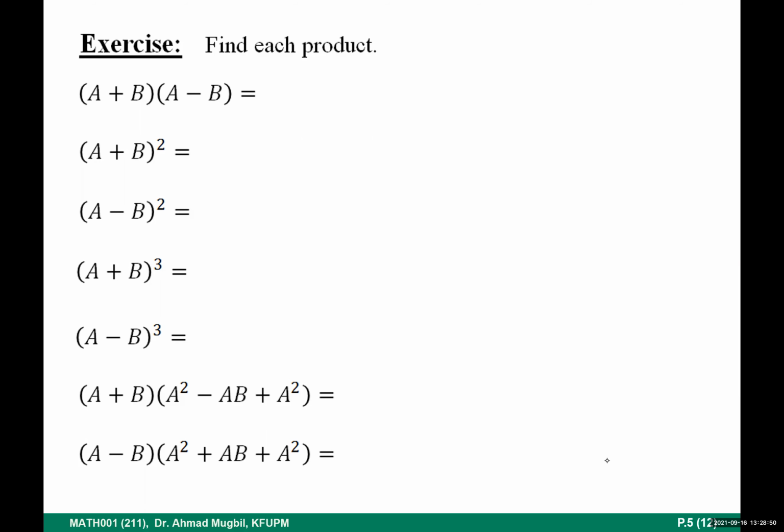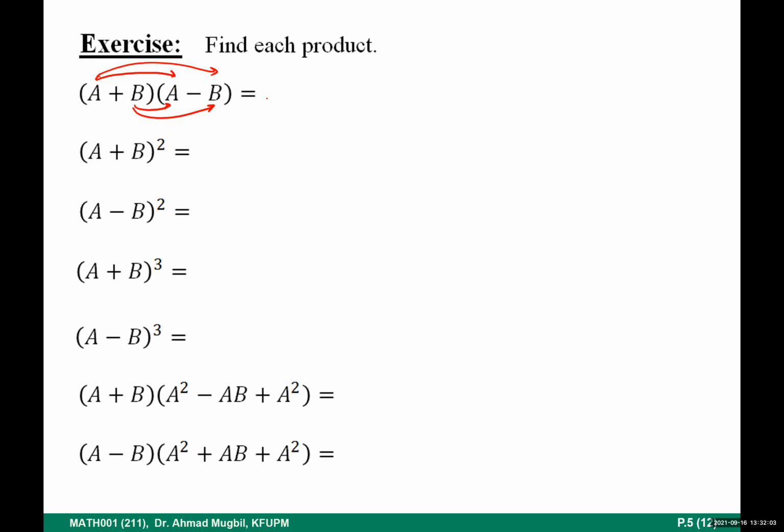I will pause the recording and take your attention. So what we will do in the first one, we will just apply the FOIL. I know that you know the final answer, but of course you also need to know where to obtain that from. Don't depend on your memory. Sometimes you forget things. Mathematics is not about memorizing formulas. It is about how to obtain these formulas.